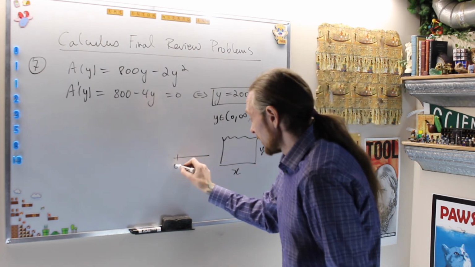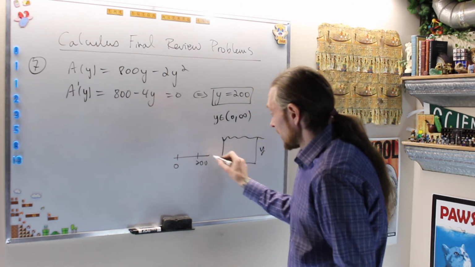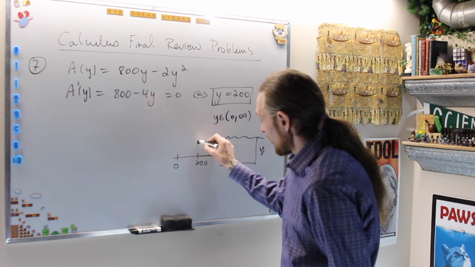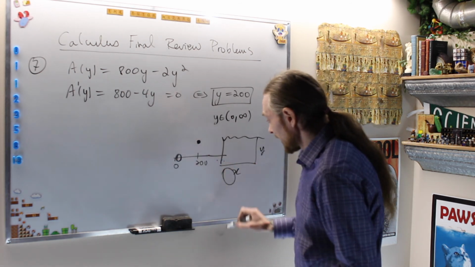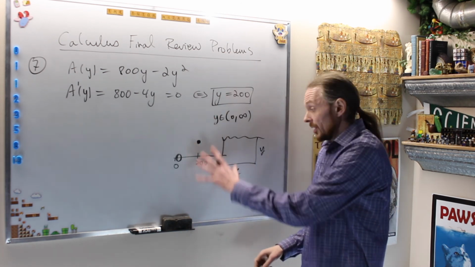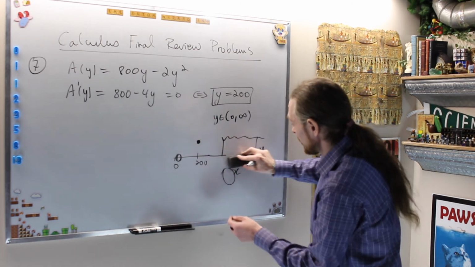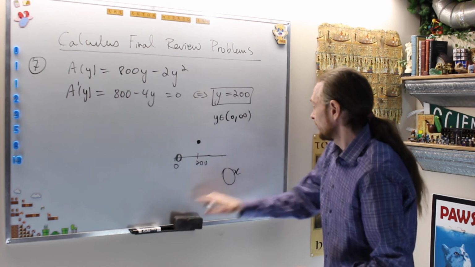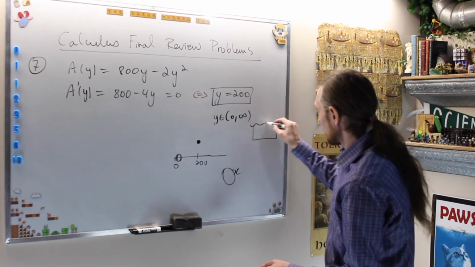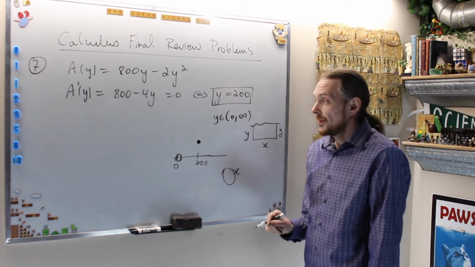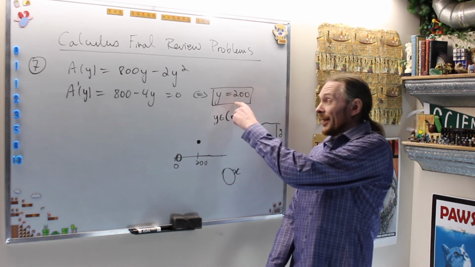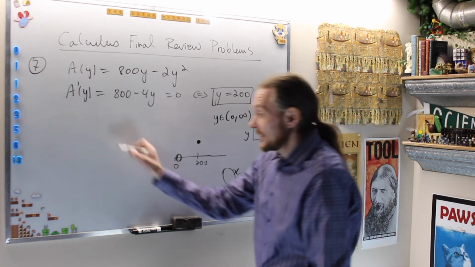This is saying we have 0, we have 200, and then dot, dot, dot. It's saying that we're going to have the maximum at 200, and then we have to argue at here and at infinity what's going to happen to this graph. This is the dimensions of the box, y and x. We have one critical value for y. What does that tell us?